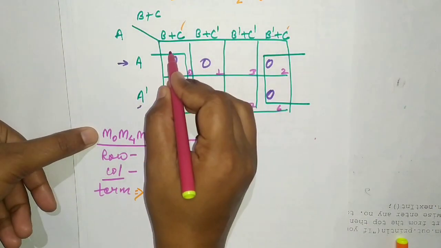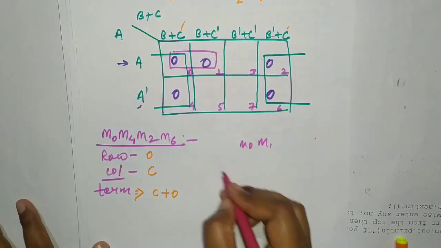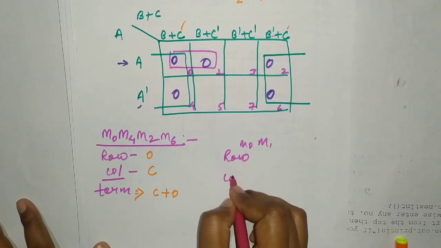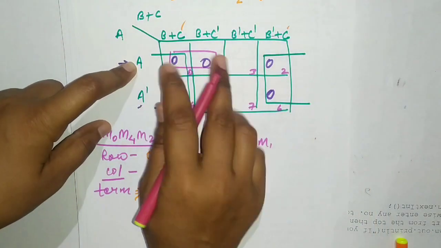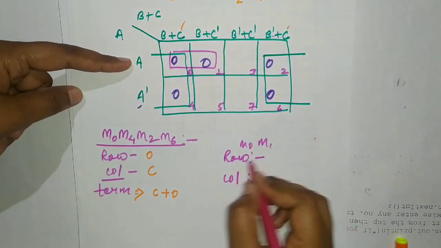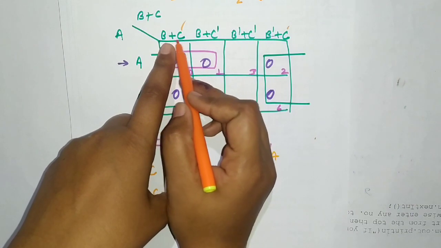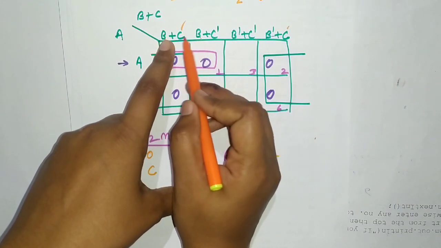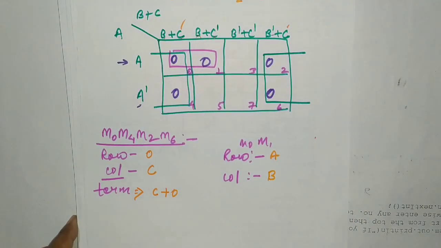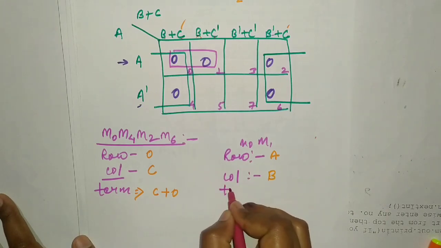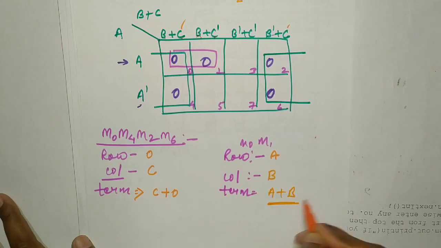So we can make a pair like that. In this one, that means M0, M1. For the row and column, in that row one value is common, that is A, because both values are in the same row. So in the place of the row we write A. And for the column, what is the same value? There is a B value the same, because it is a C and it is a C dash, both are different. So in the column we take a B. So the term is A plus B.